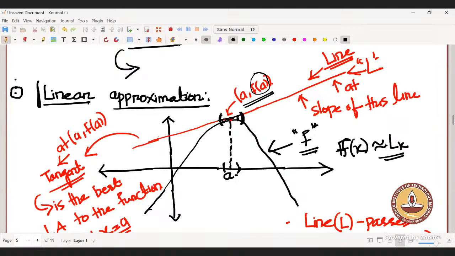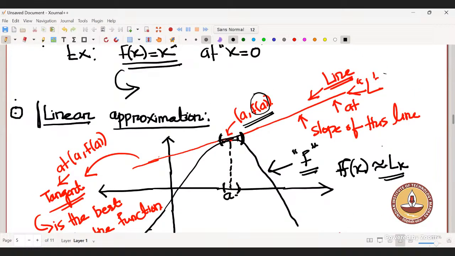Okay, sir. So what is Alex here? This line. Oh, okay. Yes. I made a mistake. This line. The equation of this line at, it's better to call it A. Okay, L of A. Yes, sir. Okay, got it.